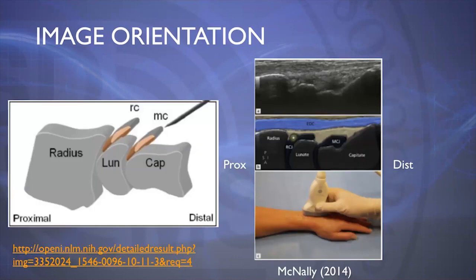Here's an example of longitudinal orientation in what we call the traditional sense, where the notch is pointing up towards the patient's head or more proximal. So the anatomy we're going to be seeing here is the radius, the lunate, and the capitate bone, with the radiocarpal joint and the midcarpal joint here. So proximal to distal.